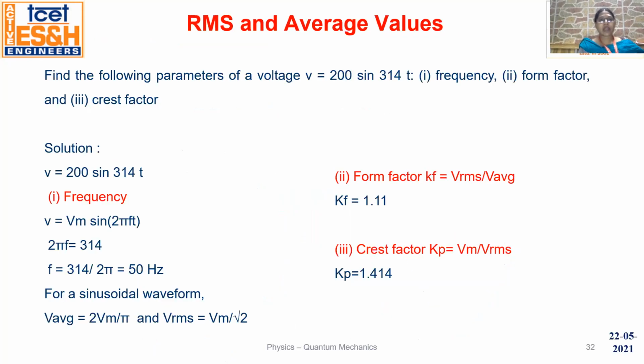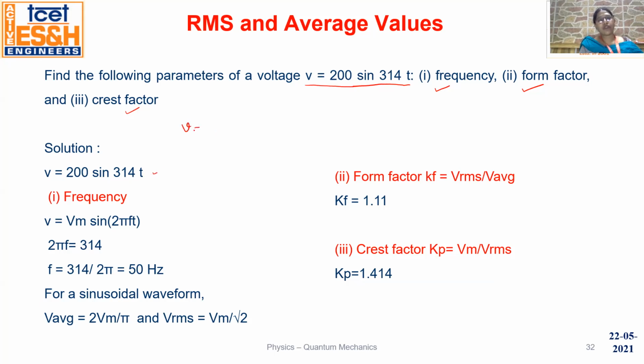Now this is the numerical for finding the average and the RMS value. In this numerical, V is equal to 200 sine 314t is given. You have to find the frequency for this signal, the form factor, and the crest factor for this signal. Clear? V is equal to 200 sine 314t is given.